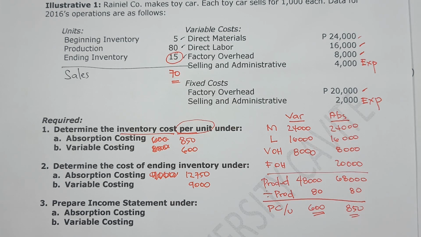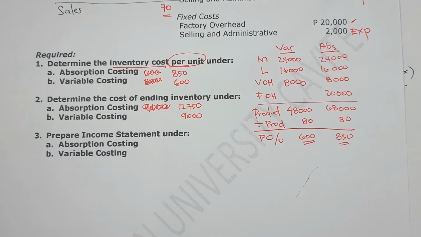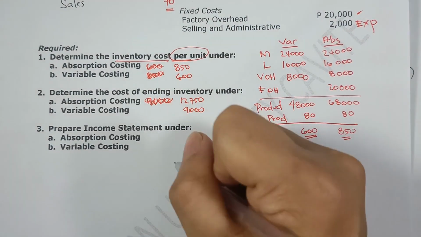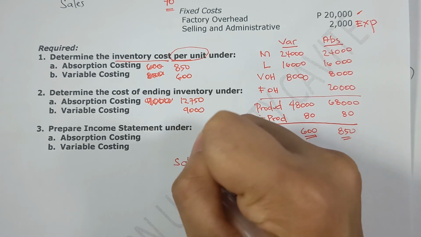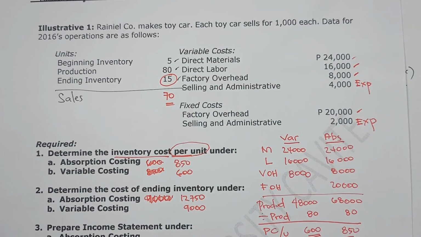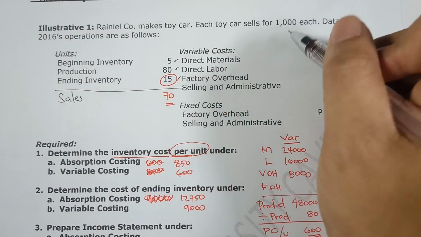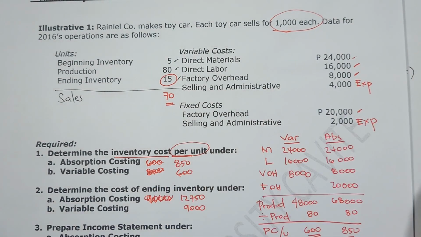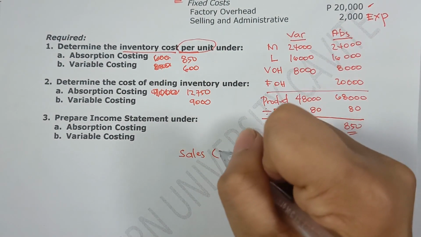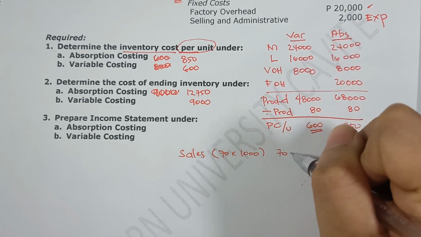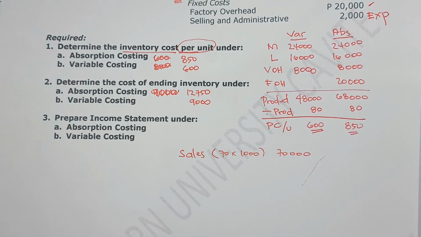Very good. Number 3, prepare the income statement under absorption and variable. We start with variable. We have sales, which is equal to 70 units sold at 1,000 each. So 70 times 1,000 is obviously equal to 70,000 pesos.